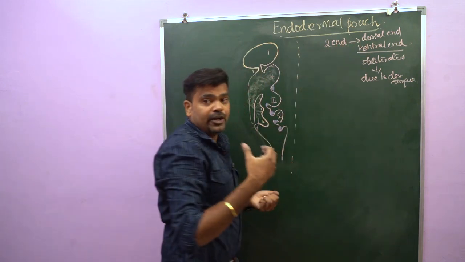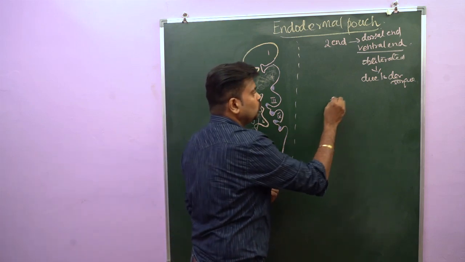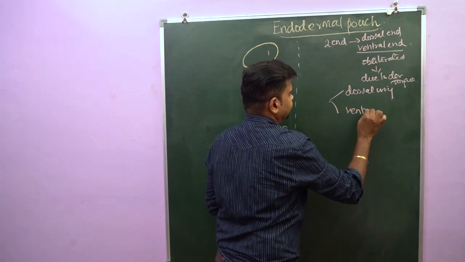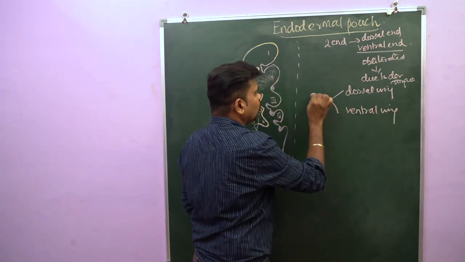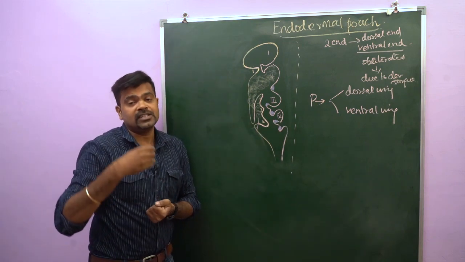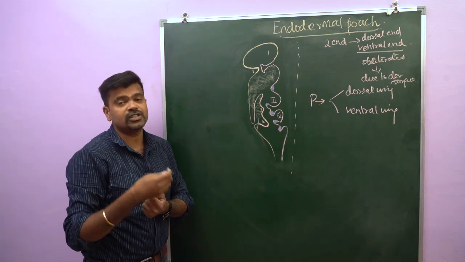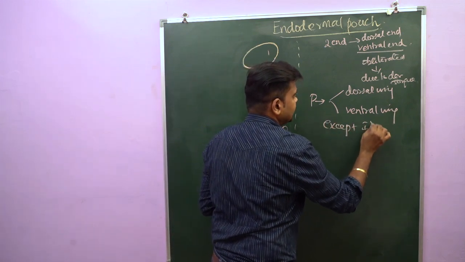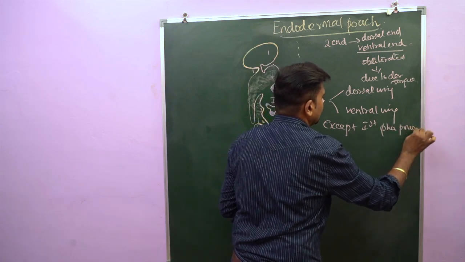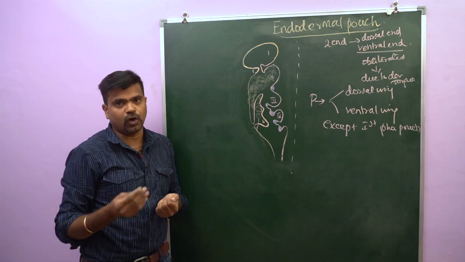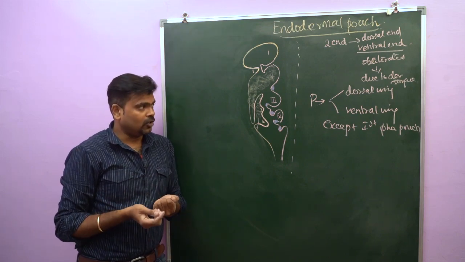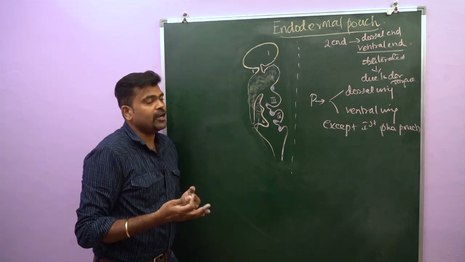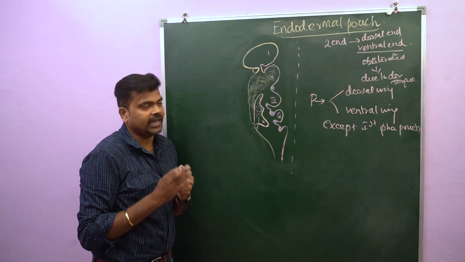Now, the dorsal end of each pouch divides into 2 wings, the dorsal wing and the ventral wing, except in the first pharyngeal pouch. In the first pharyngeal pouch, there is no division into dorsal and ventral wing. Okay, next we'll go for the derivatives of the first endodermal pouch.